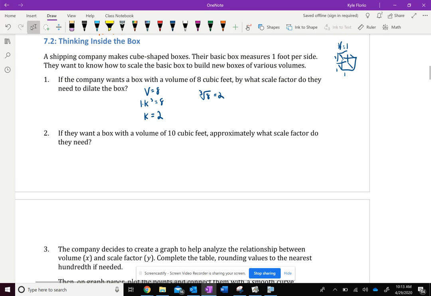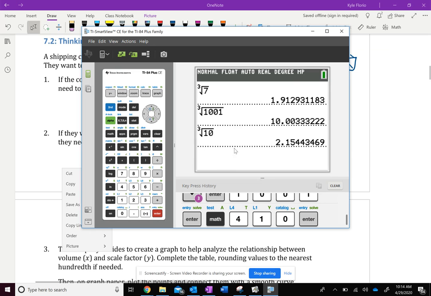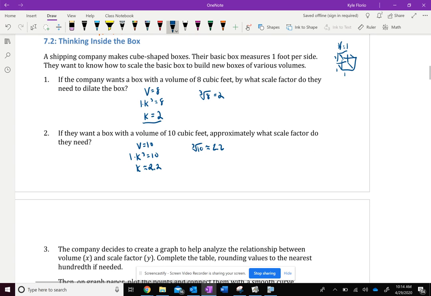If we wanted the box to be 10 cubic feet, so if the volume is 10, the scale factor cubed would have to be 10, right? The original volume is 1, times the scale factor cubed is 10, so that means k has to be approximately, let's see, the cube root of 10. Put that in the calculator. Math, cube root, let's do 10. It looks like it's going to be just bigger than 2, not quite 3. So it's about 2.2. Okay.